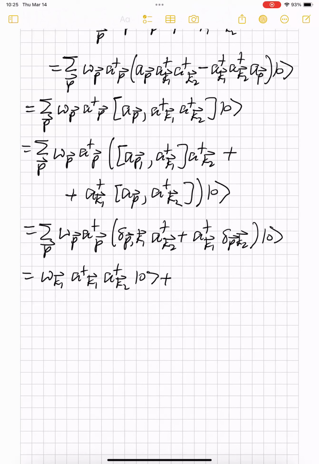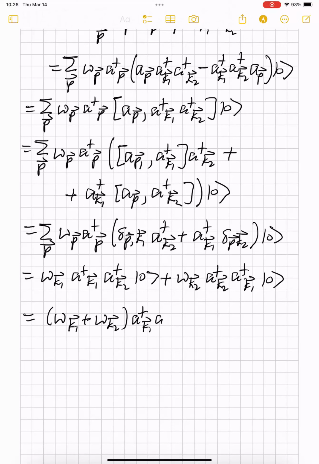And for the second term, we only get a contribution when P is equal to K2. So we get omega K2, a dagger K2, a dagger K1, and then the vacuum. But you can see these two states are the same. So I can pull out omega K1 plus omega K2 onto a dagger K1, a dagger K2, and ket naught. And this is omega K1 plus omega K2 onto the two particle state K1, K2.